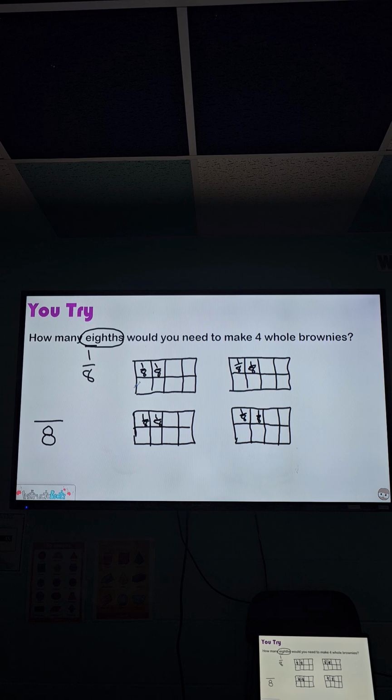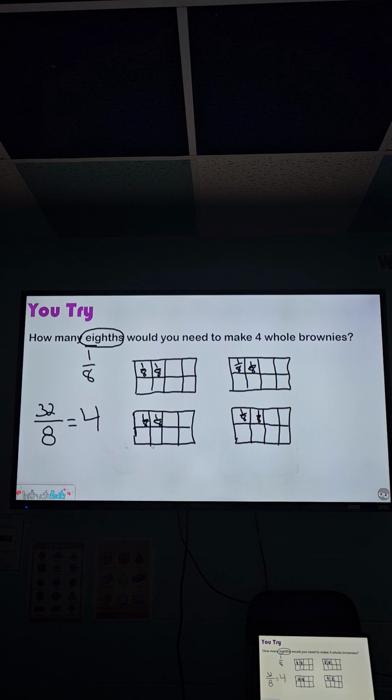split into. So what is the number of unit fractions you needed to build 4 whole brownies? So you have 8 here, plus another 8, that's 16, plus another 8, that's 24, plus another 8, that would be 32 eighths is equal to 4 wholes.